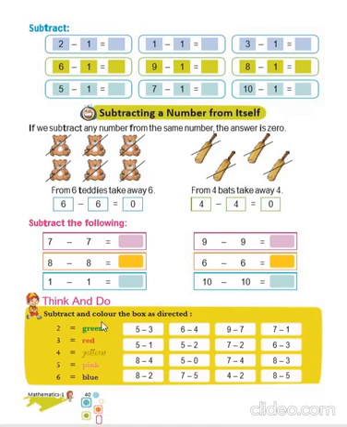2. So, 5 minus 3 will be 2. 6 minus 4 will be 2. 9 minus 7 will be 2. 7 minus 1 is not 2. Like this, we have to do this exercise.